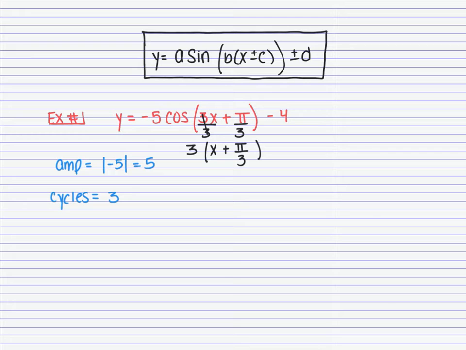So since I have a plus pi over 3, plus means we're going to go to the left. So my phase shift is going to be left pi over 3. Left because it's opposite. Now, if we look at this last number, -4, that is going to be my vertical shift, or my midline.